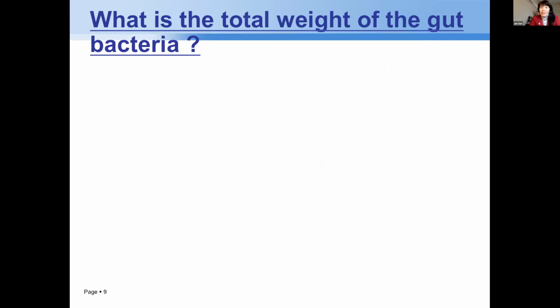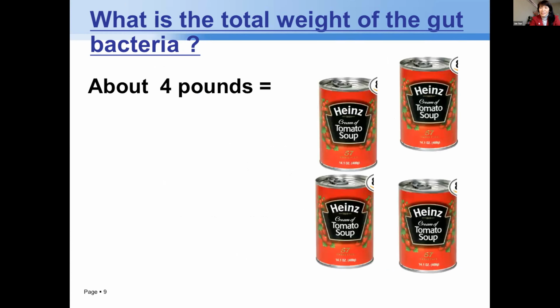And this is a very interesting question when you think about gut microbes. They're small creatures, so how much could they weigh? I usually give this question to my students and get all kinds of answers. It's very hard to believe, but it's actually about 4 pounds, which is 2 kilograms. Imagine 4 cans of tomato soup. It's quite heavy if we want to consider losing weight.